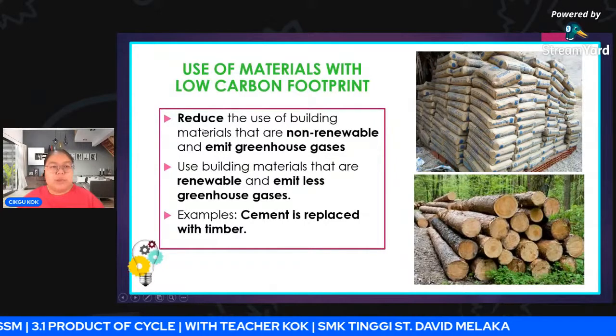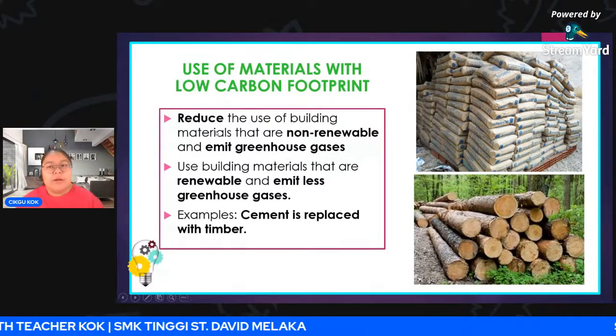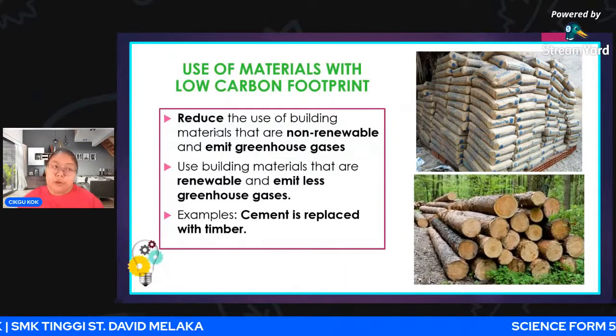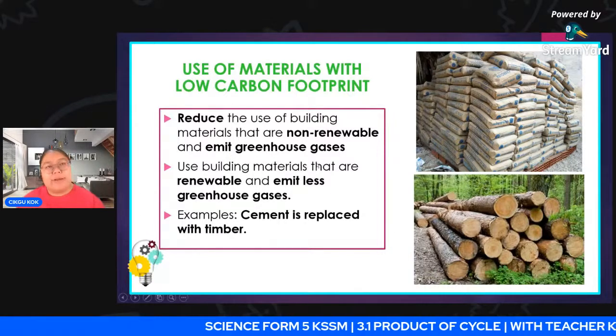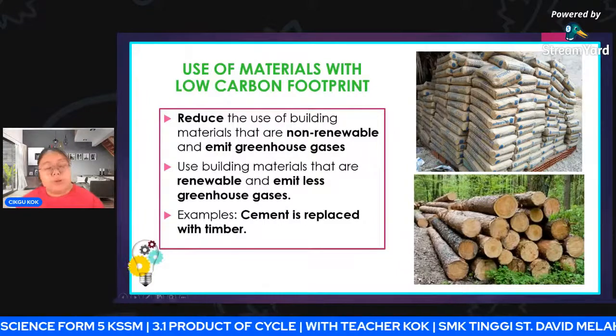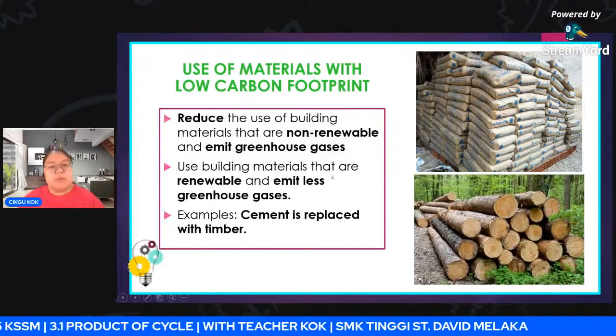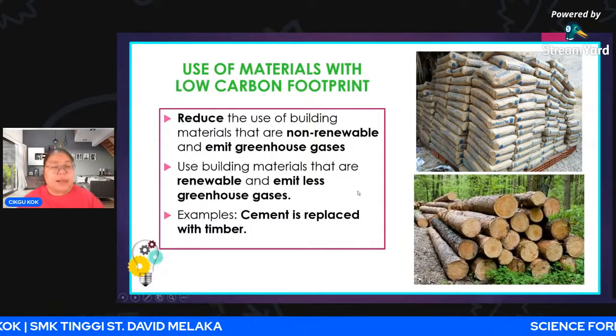First, we reduce the use of building material. Building material is normally wood, is it? From here, it is non-renewable and also emits greenhouse gases. So we need to reduce all the things that can produce greenhouse gases. So we change to building materials that are renewable and also emit less greenhouse gases.